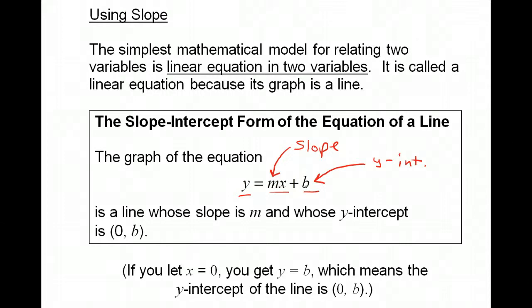The reason we know this is the y-intercept is if I let x equal 0, I get y equals b, which means the y-intercept is the point (0, b). Okay, now let's just take a look at some examples on how we graph equations if it's in the slope-intercept form.